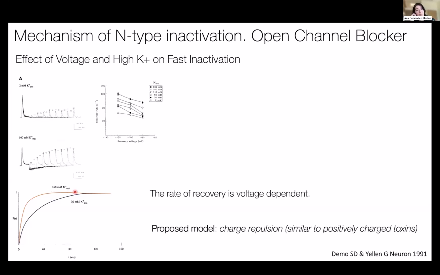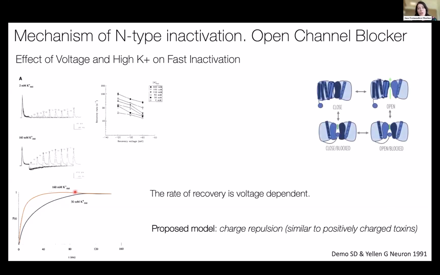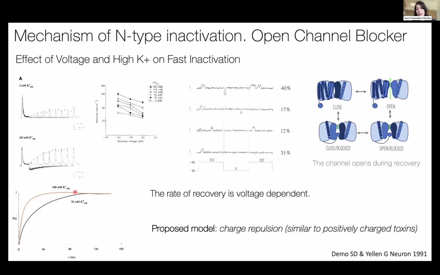And the mechanism that they proposed, or the model they proposed for this, was a charge repulsion model, similar to the one that had been proposed before for positively charged toxins. So increasing potassium concentration will push away that N-terminus from the gate. On top of that, they also described how the mechanism by which the N-terminus blocks the channel was an open channel blocker. So the channel needed to open to then get blocked. And during the recovery from that N-type inactivated state, the channel was allowed to open, therefore showing that the pore had to be open during the recovery.